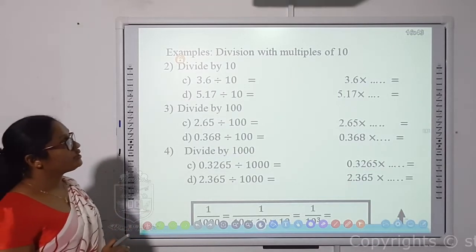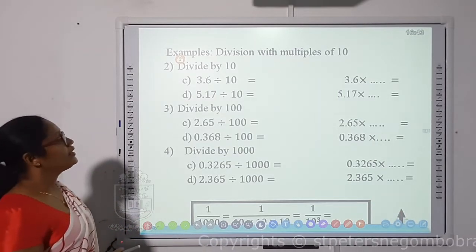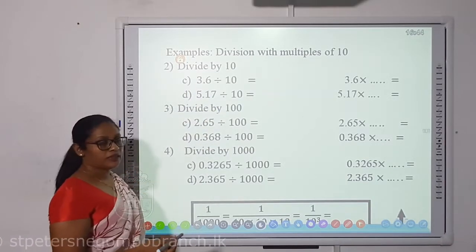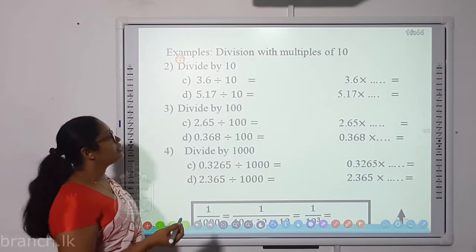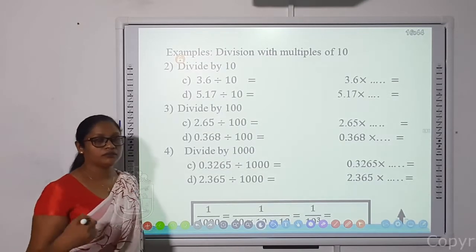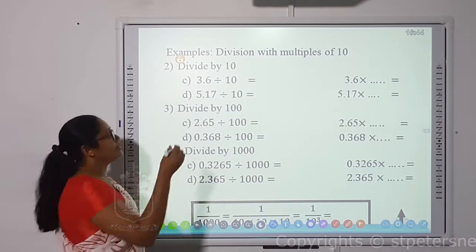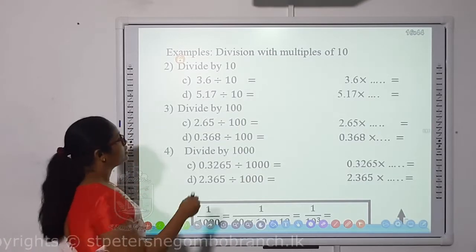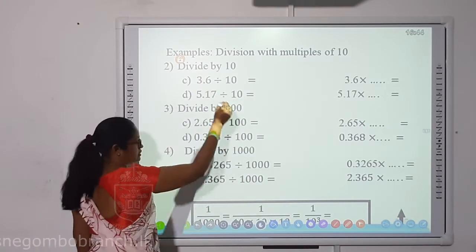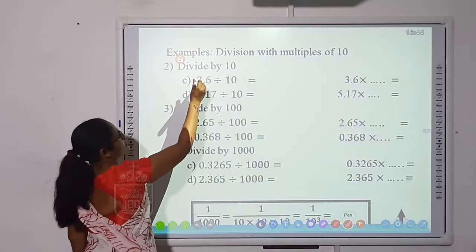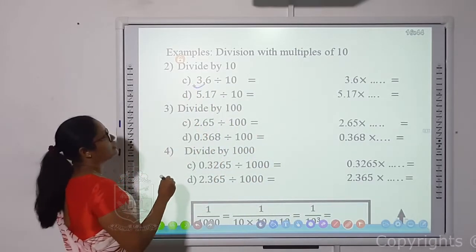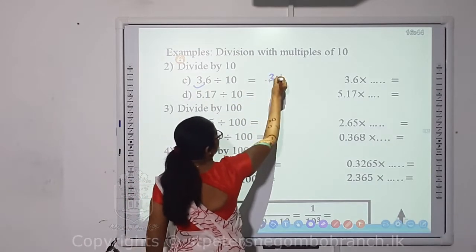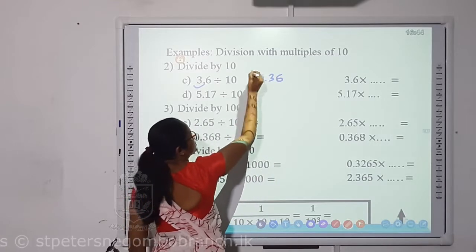Next part regarding division with multiples of 10, right? So 3.6 should be divided by 10. You know the procedure. When we are dividing by 10, the decimal place should shift to left side, right? So by number of zeros we can decide by how many places we should shift it. Because it is 1 zero, I just shift this one to the left side by 1 place. So the decimal place comes up to here, the answer is 0.36. We don't leave the answers like this, I put 0, right?